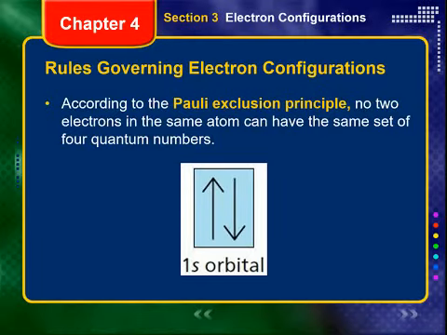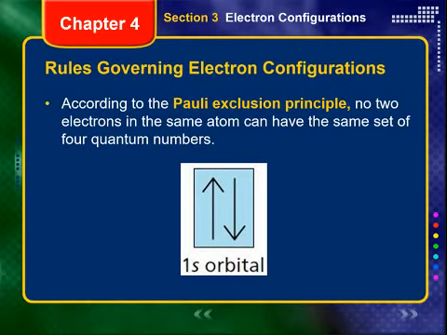The second rule reflects the importance of the spin quantum number. According to the Pauli exclusion principle, no two electrons in the same atom can have the same set of 4 quantum numbers. The principal, angular momentum, and magnetic quantum numbers specify the energy, shape, and orientation of an orbital.